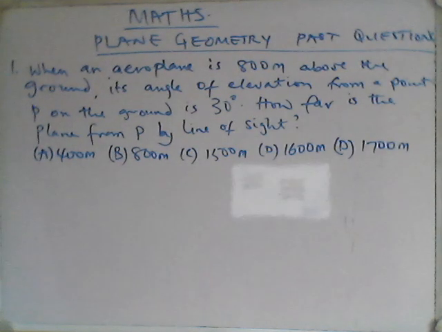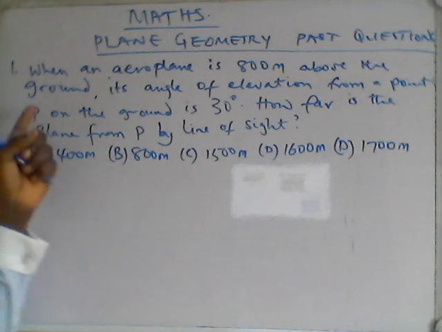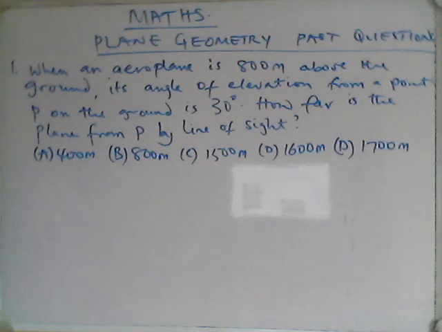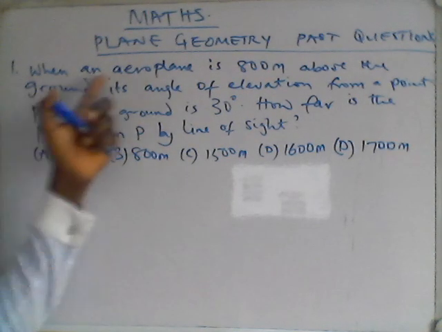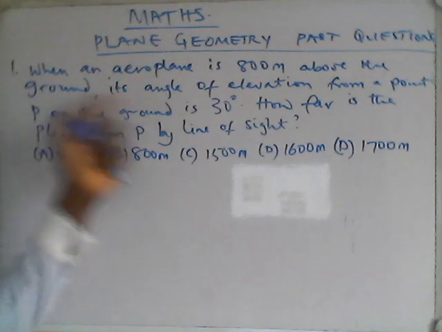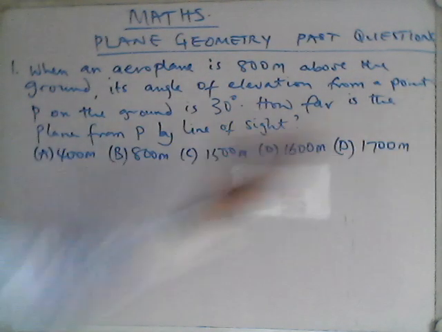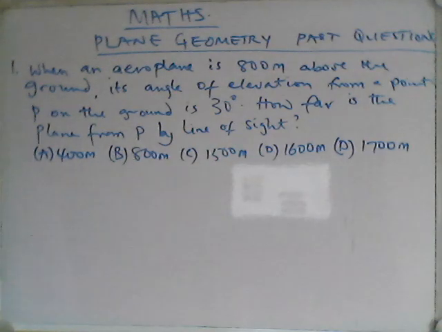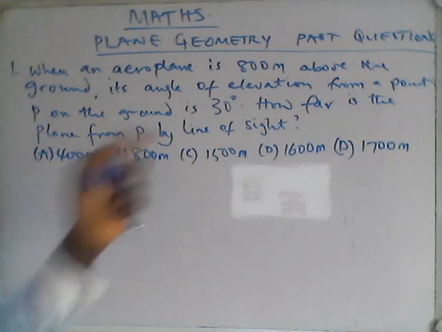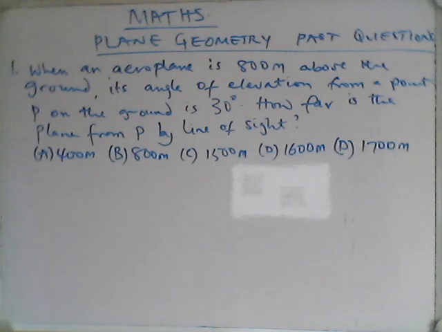Okay, so now I have a question on the board. This question is drawn from WAEC 1998. Okay, so it says, when an aeroplane is 800 meters above the ground, its angle of elevation from a point P on the ground is 30 degrees. How far is the plane from P by line of sight? Okay, so these are the options.